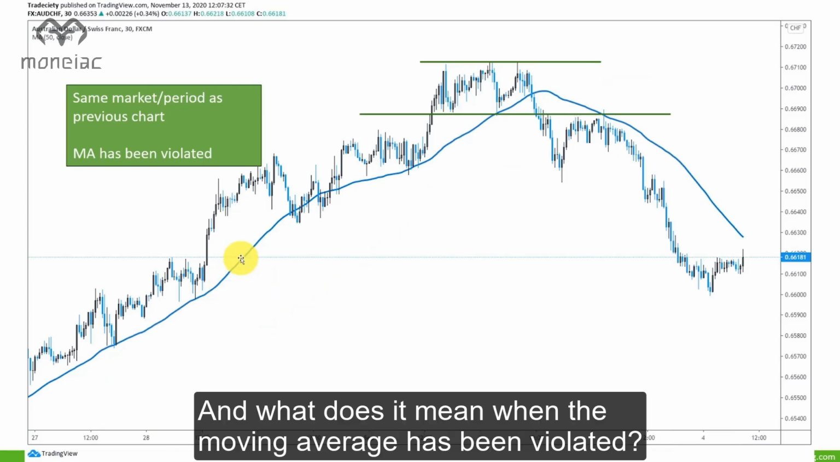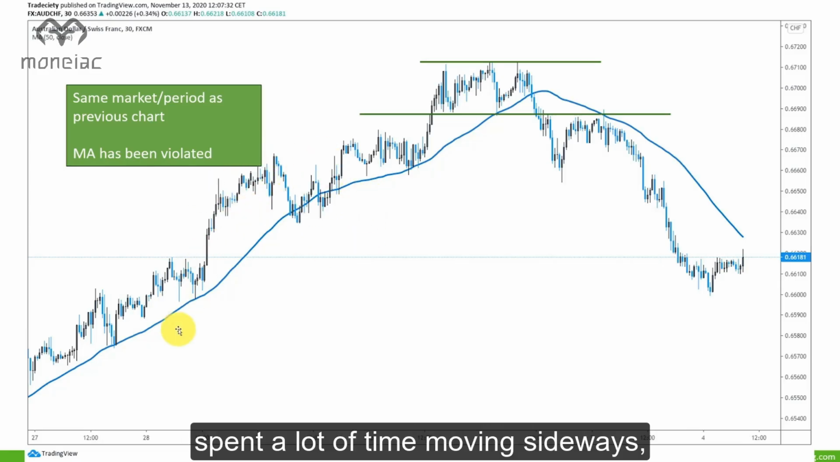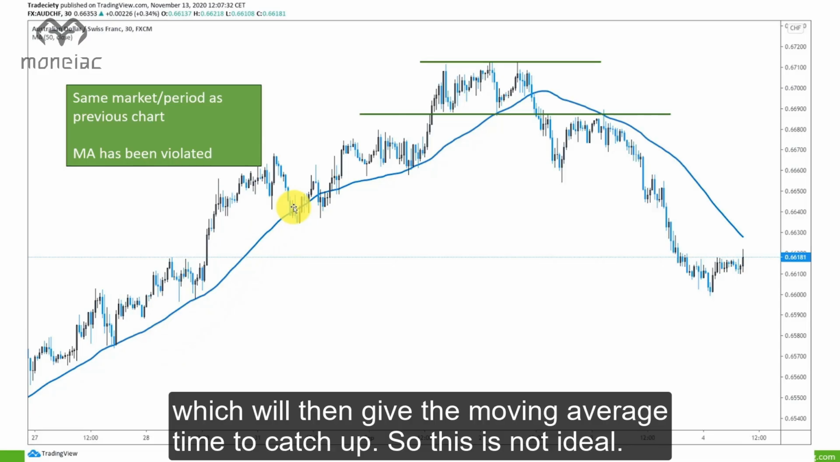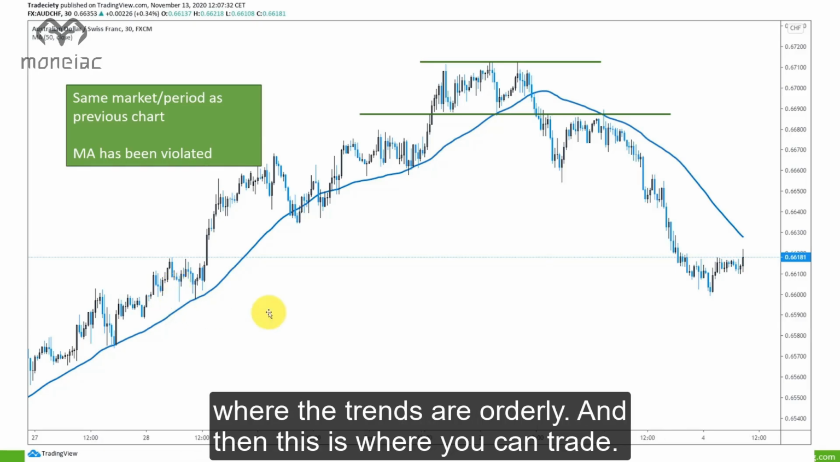And what does it mean when the moving average has been violated? It means that the trend correction wave was very deep, or that the market has spent a lot of time moving sideways, which will then give the moving average time to catch up. So this is not ideal. You want to have clean, orderly charts where the trends are not super volatile, where the trends are orderly, and then this is what you can trade.